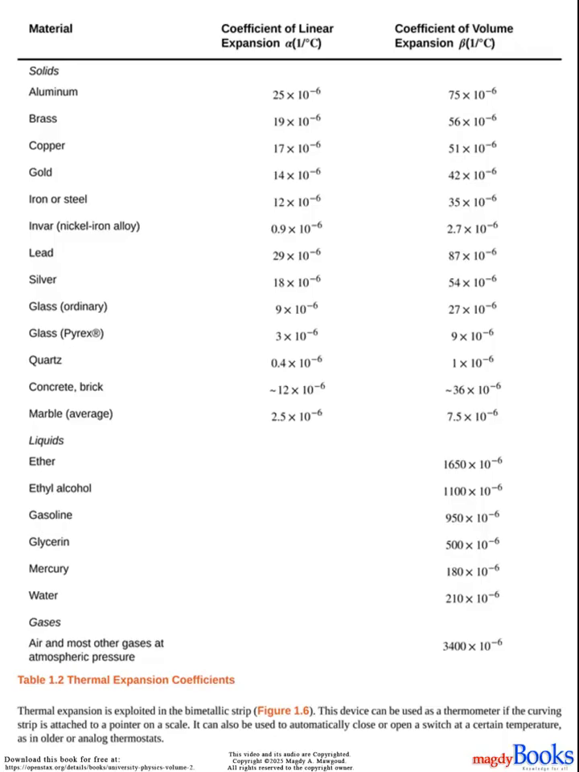Gasoline. 950 multiplied by 10 to the power of negative 6. Glycerin. 500 multiplied by 10 to the power of negative 6. Mercury. 180 multiplied by 10 to the power of negative 6. Water. 210 multiplied by 10 to the power of negative 6.